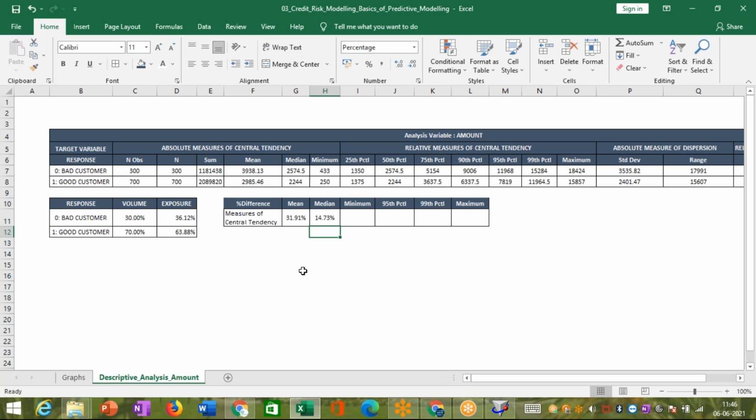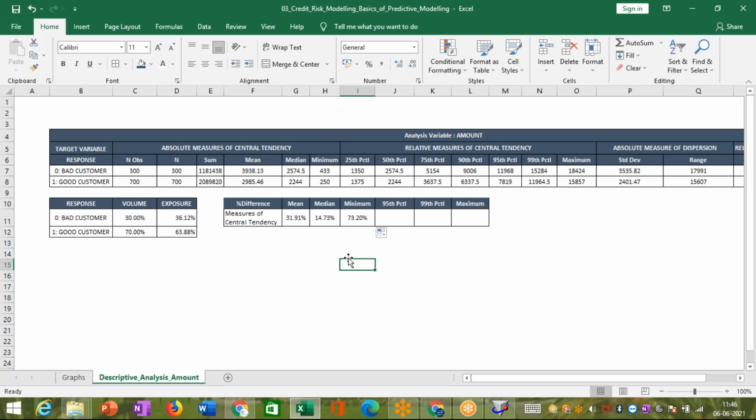Similarly, when I look at the minimum value, you'll see that the minimum credit that a bad borrower takes is much higher than the minimum credit that the good customer takes. So that difference in the profiles of the customers is clearly observed through this minimum value. Just have a look at the minimum value over here.